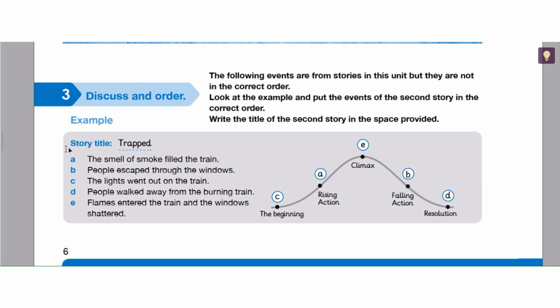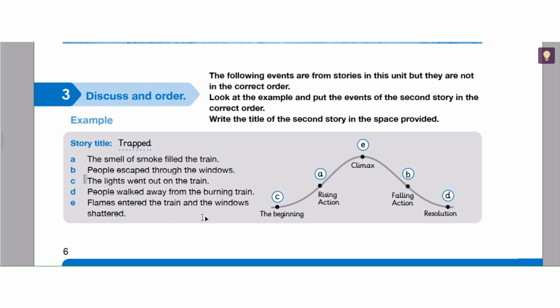Okay. Story title, Trapped. We know it. Where is the beginning? The beginning is letter C. The lights went out on the train. This is the beginning. Rising action. The smell of smoke filled the train. So the problem began to appear here. The climax, the peak, and the most important part here is E.